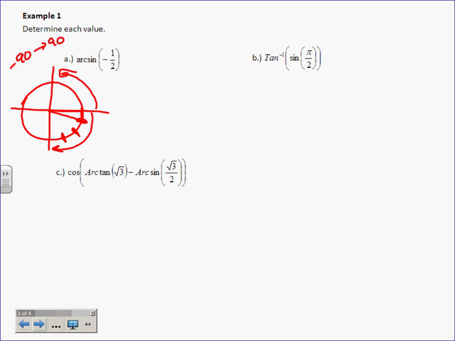So 330 degrees. Is that a good answer? Is that a good answer to this question based on the rules? Why is 330 not a good answer? Isn't that where it is? Yeah, but is it in this range? No. How are you supposed to answer it then? Negative? How far is it? Yep, -30. Very good. -30 degrees is the best answer to that if you're told to do principal values. Well done.